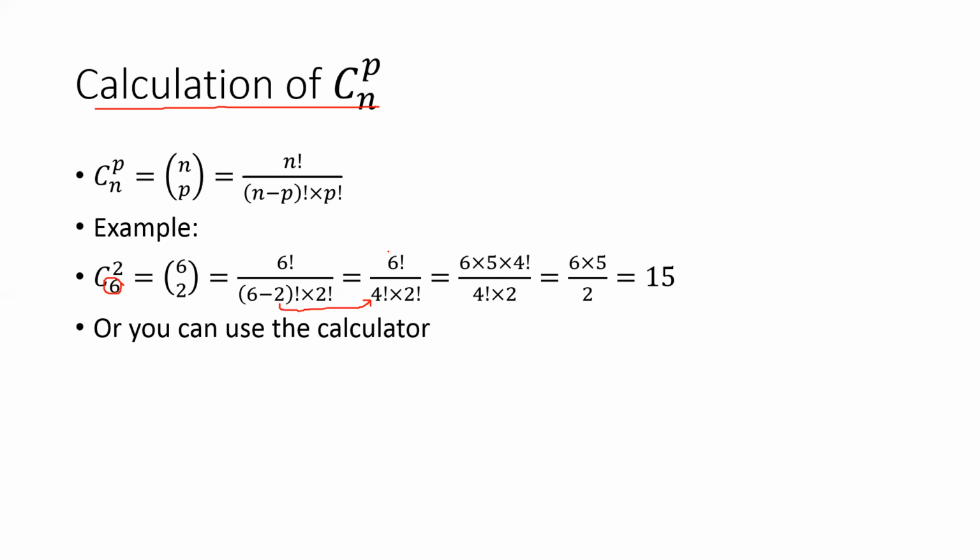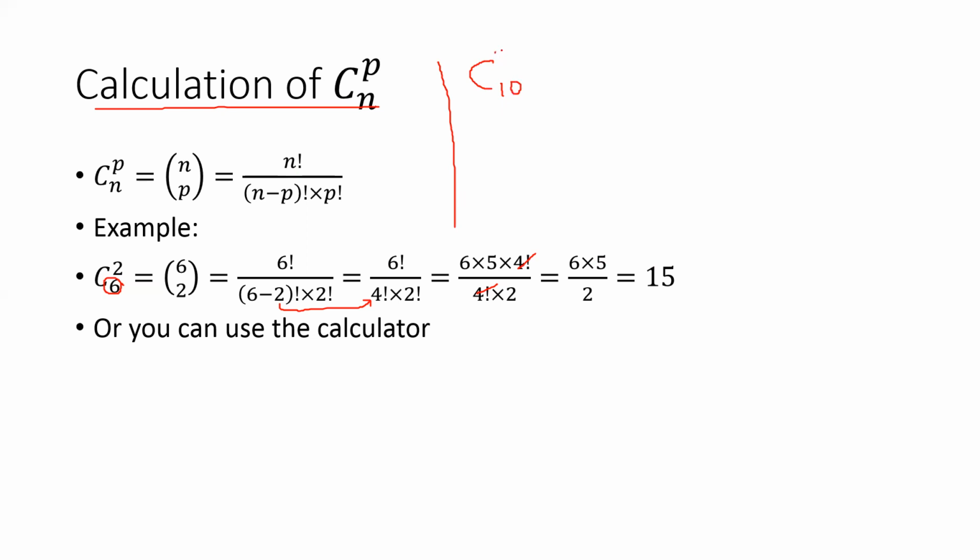To simplify, 6 factorial is the biggest. I can put it as 6 times 5 times 4 factorial over 4 factorial times 2 factorial. 2 factorial is 2 times 1, which is 2. 4 factorial and 4 factorial cancel, giving 6 times 5 over 2, we get 15. Okay George, let's take another example.